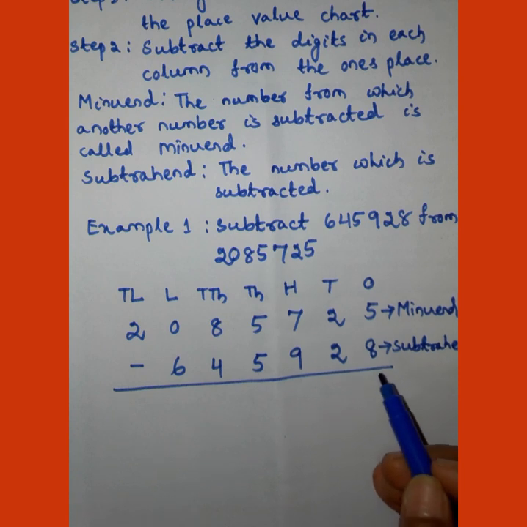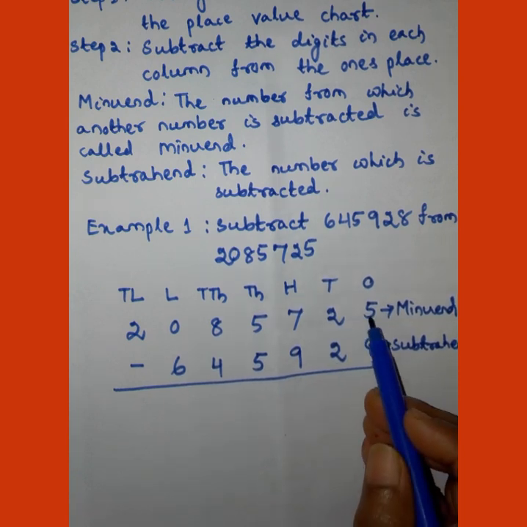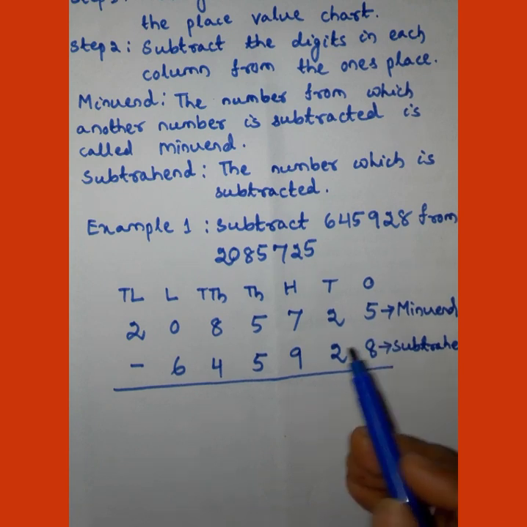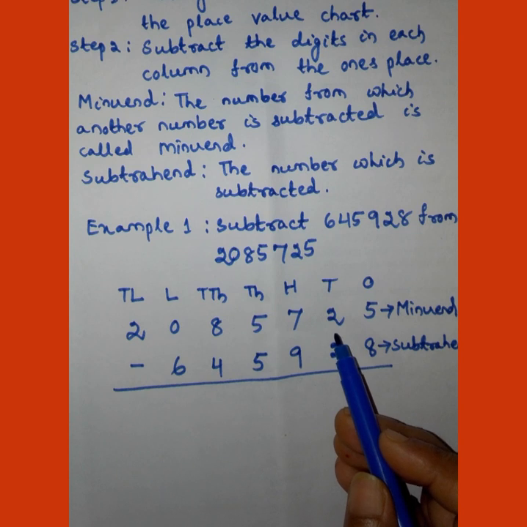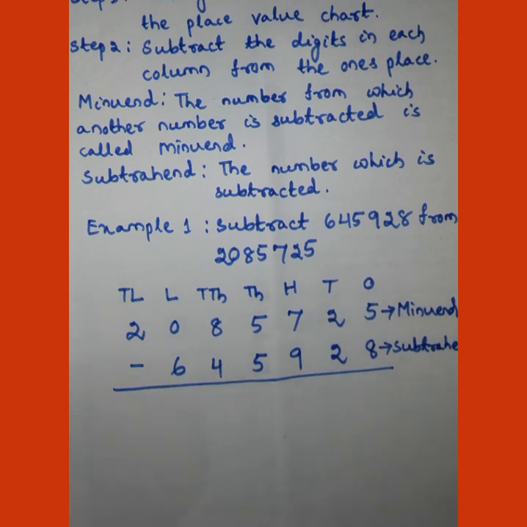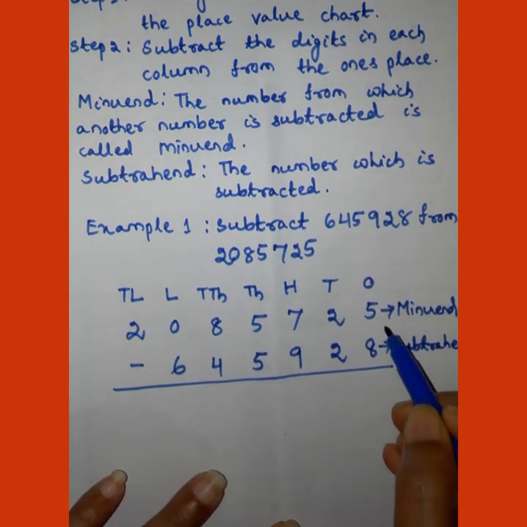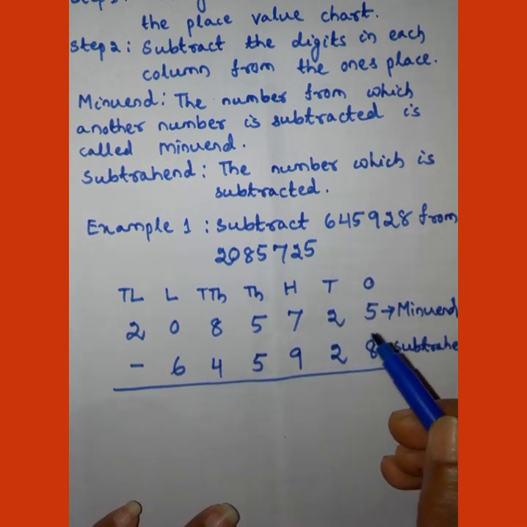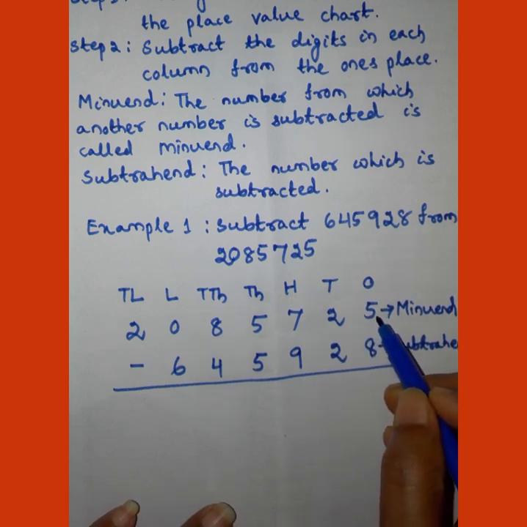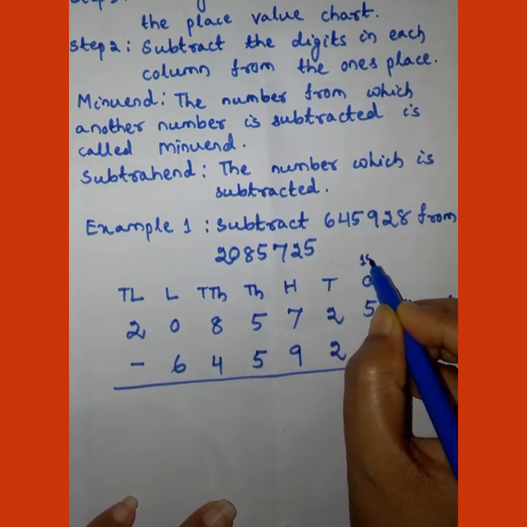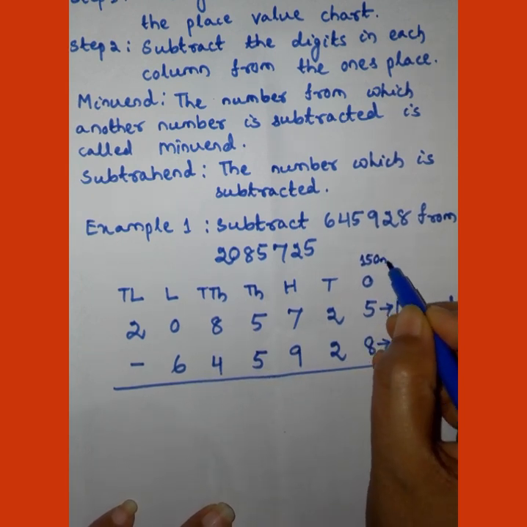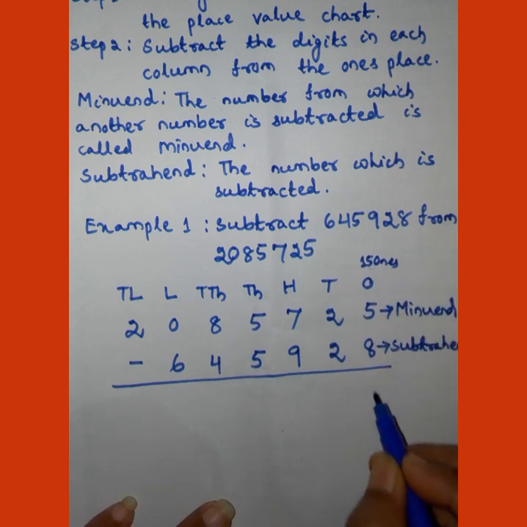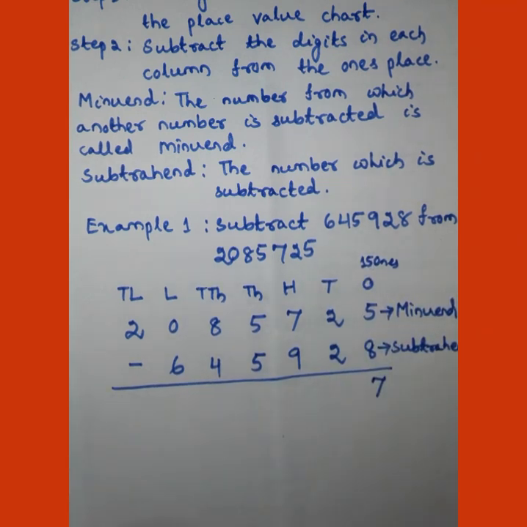Let's start from ones place. We have to subtract 8 from 5. 8 is greater than 5. What should you do? We have to borrow from tens place. That's why borrow 10 from the tens place. 10 equal to 10 ones. That's why 10 ones plus 5 ones equal to 15 ones. Then subtract 8 ones from 15 ones. It is 7 ones.